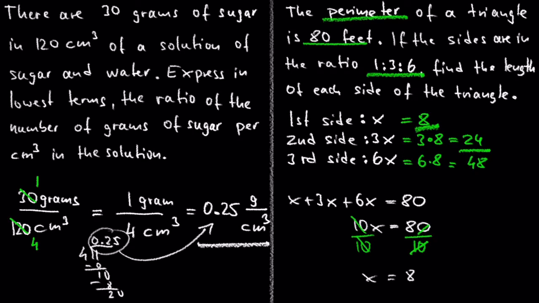Let's check our solution. 8 plus 24 is 32. 32 plus 48 is 80. So our first length is 8 feet, our second length is 24 feet, and our third length is 48 feet, and we're done with this problem.